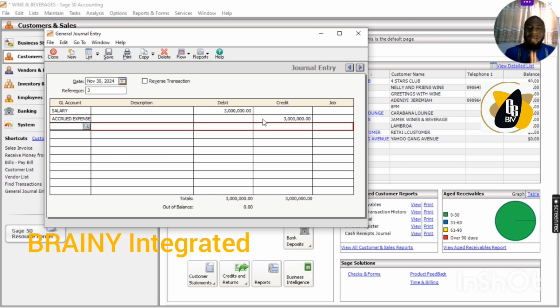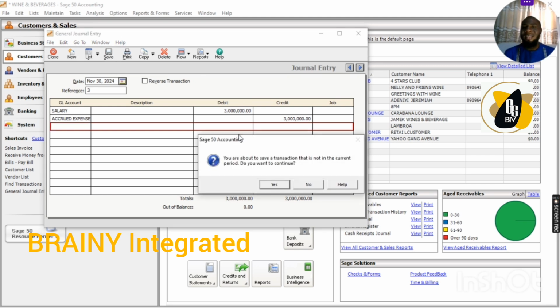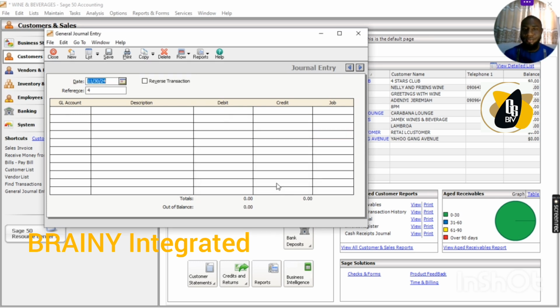You can see that right now the debit side and the credit side are the same. With this I can now click on save. Now it is asking me, you are about to save a transaction that is not in the current period. Do you want to continue? I'm going to click on yes, I want to continue.